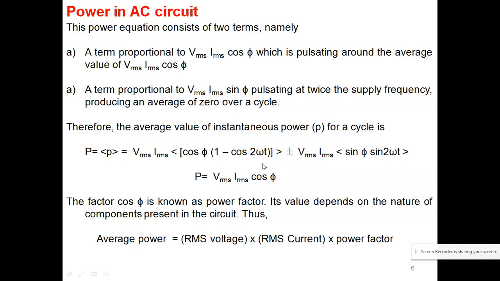Which component we are using, either resistance or inductance or capacitance, or a combination of any two, or all three present, accordingly the value will be decided here. So we can say the average power is nothing but the RMS voltage multiplied by the RMS current and multiplied by the power factor, which is a very important point in electrical engineering.